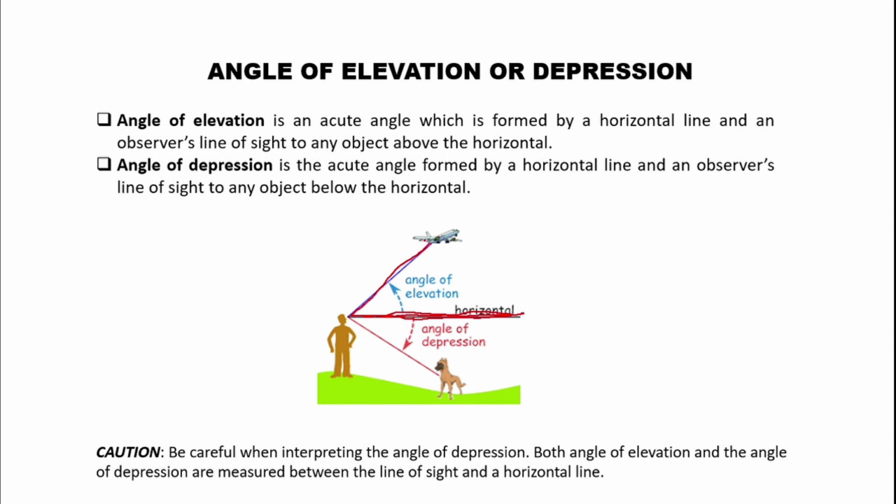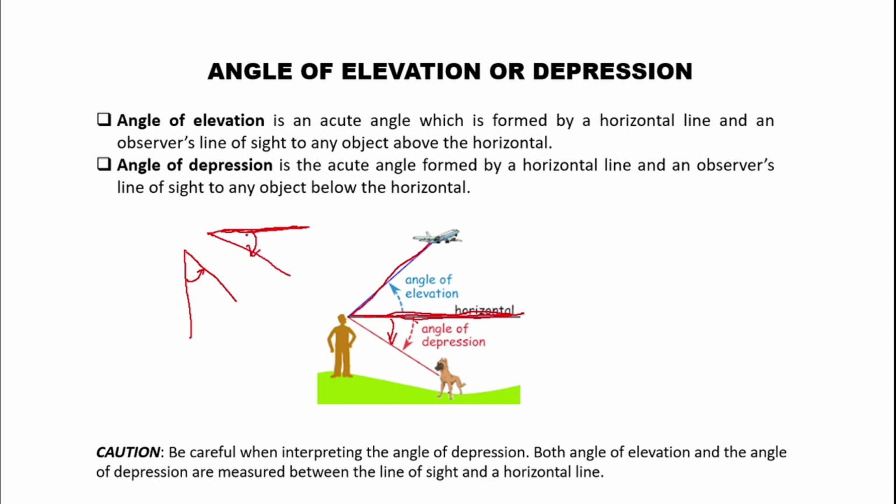Take note of that. Angle of depression is an acute angle formed by the horizontal line and an observer's line of sight to any object below the horizontal. So take note in making the angle like this. Most of the students here, ganito po ang ginagawa nila. If they have the angle of depression like this, no, dapat po here the horizontal, you're going to bring it back here, the horizontal.